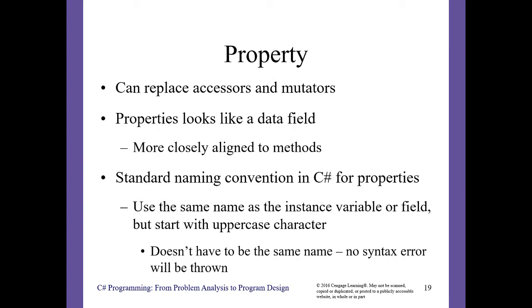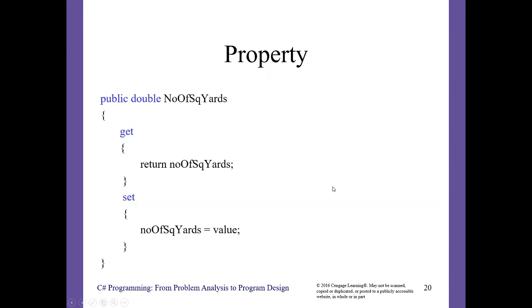Now, when we're working with our getters and setters, we have a special name for those in C#. In other languages, we always code these things ourselves and call them accessors and mutators, but in C# we have a special capability called a property. So a property looks like a method. It uses the same name as our instance variable, but we use an uppercase letter. Now, it doesn't have to be the same, but that's kind of our convention.